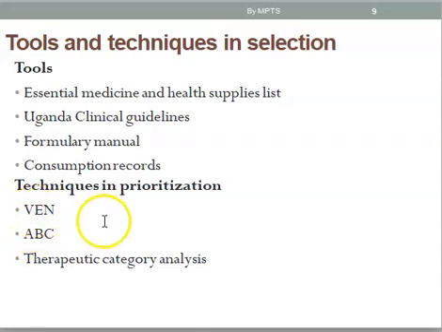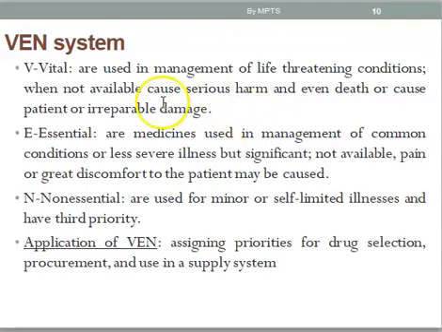Let's look at VEN. Now, V means vital. Of course, these are drugs which are life-saving, and in case they are not around, they can cause serious harm, even death or irreparable damage. However, it's not always about drugs. Even health supplies like gloves. Gloves are vital in the hospital. Syringes, cannula, those things are vital, because without them, there's no way you will administer life-saving drugs.